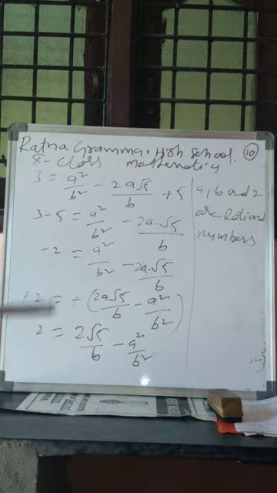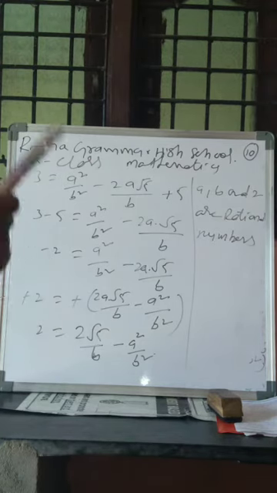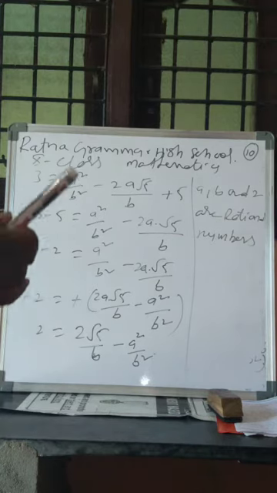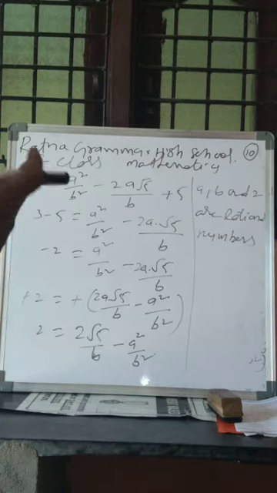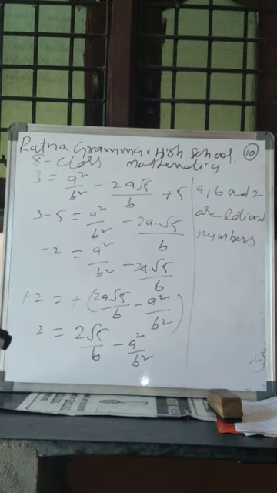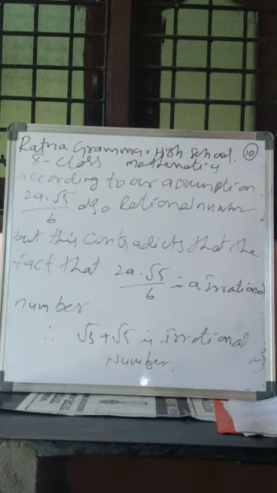Here 2 is a rational number, a is a rational number, and b is also a rational number. So according to our assumption, 2a root 5 by b is also a rational number, but this is not correct. According to our contradiction assumption, 2a root 5 by b is also rational, but this contradicts the fact that 2a root 5 by b is an irrational number.